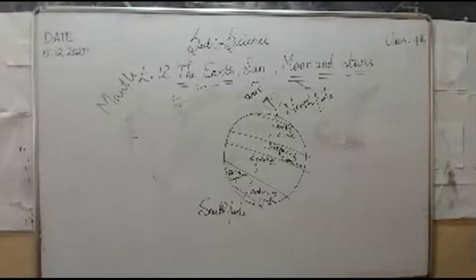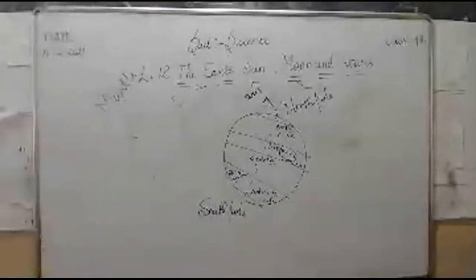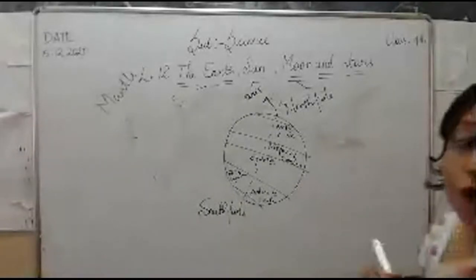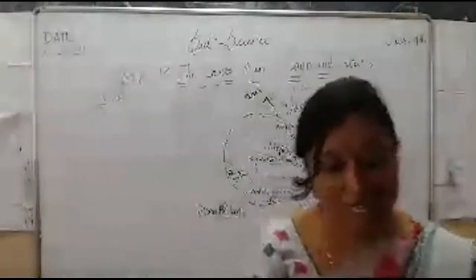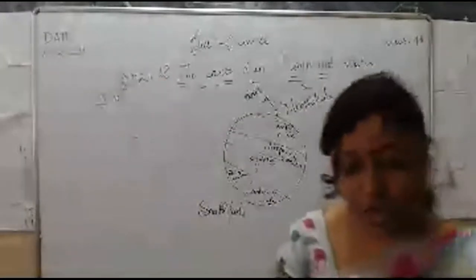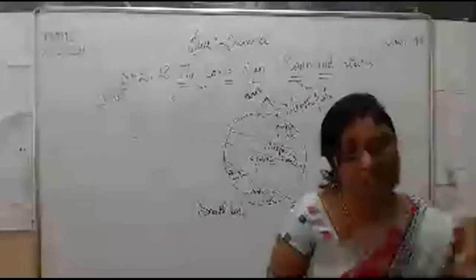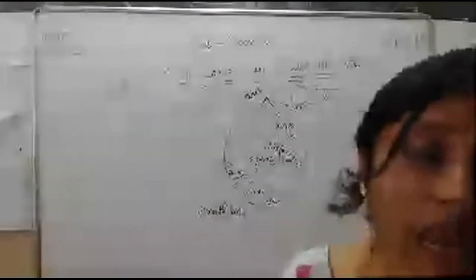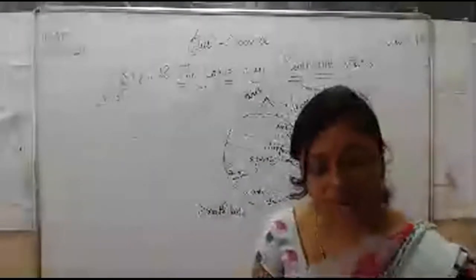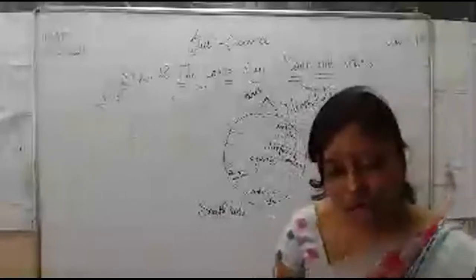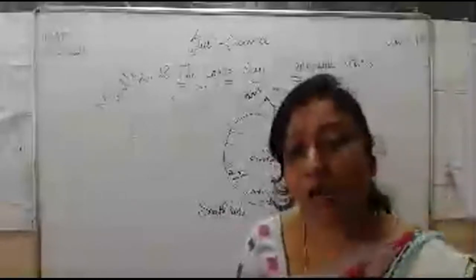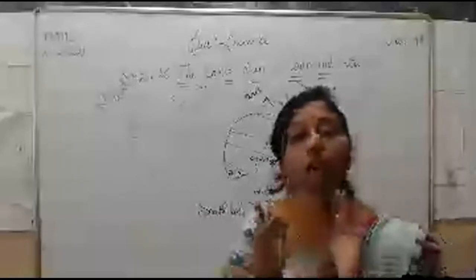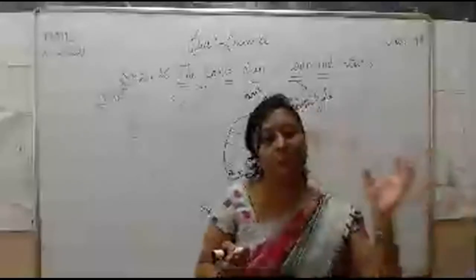Half of the globe towards the North Pole is called the Northern Hemisphere, and half of the globe towards the South Pole is called the Southern Hemisphere. We can see a globe: the side faced to the north is called the Northern Hemisphere, and the side faced to the south is called the Southern Hemisphere.